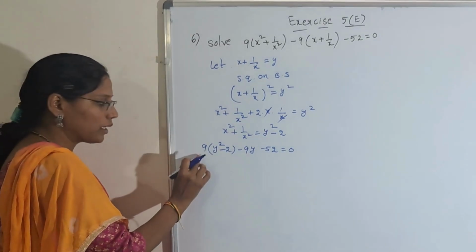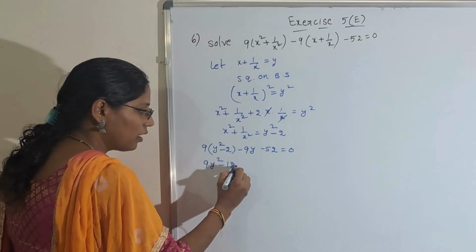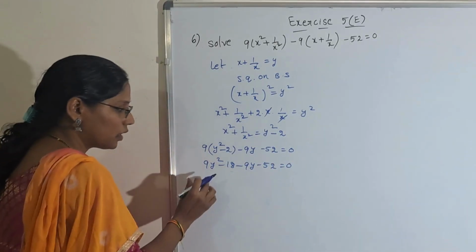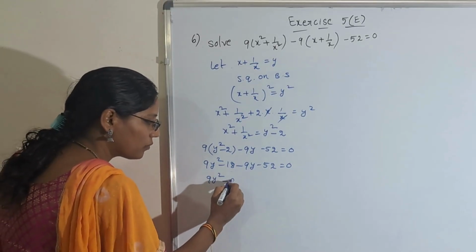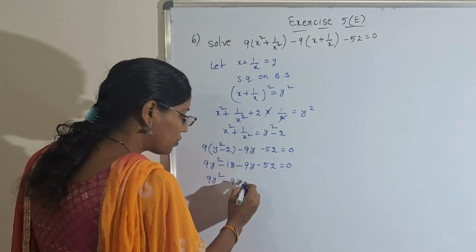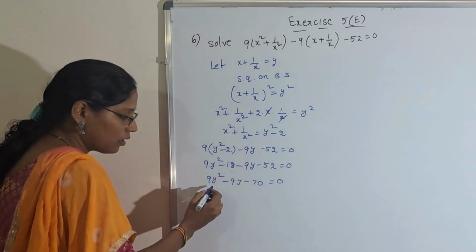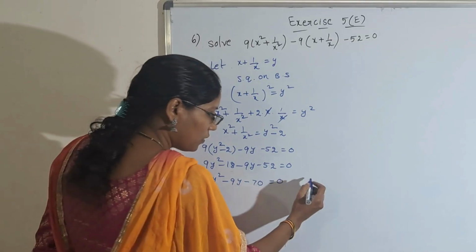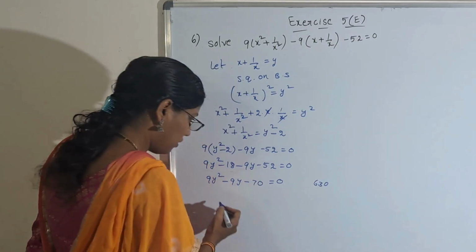This bracket we have to multiply with 9. 9y square minus 18 minus 9y minus 52 equal to 0. Here the y square term is first, 9y square, y term 9y. Here minus 18 minus 52, 8 plus 2, 10. Here 7, 0. Factorization method we have to do, 9 into 630.